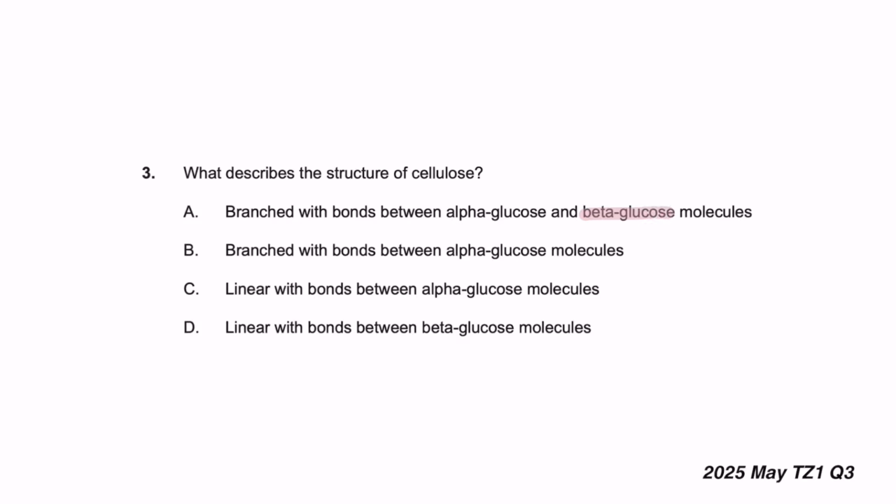Cellulose is made of beta-glucose only. Beta-glucose molecules join together by 1,4-glycosidic linkage to form a linear structure.